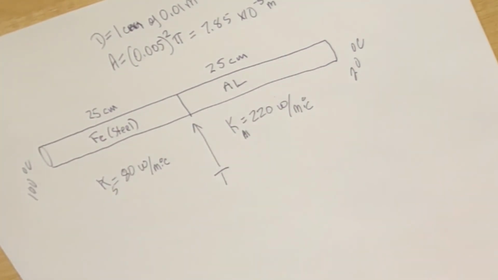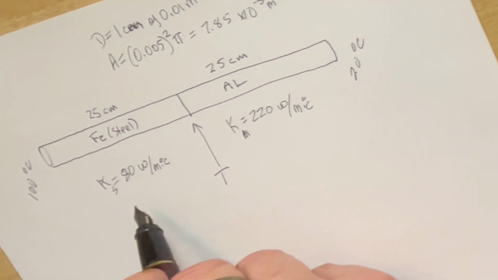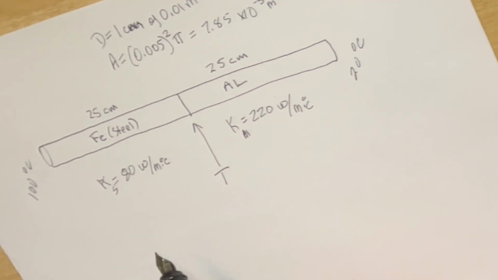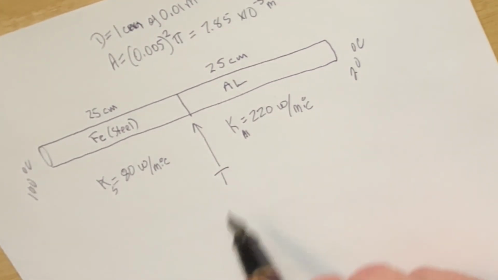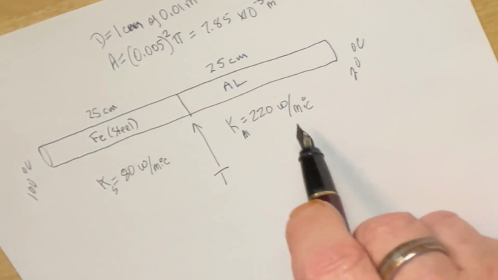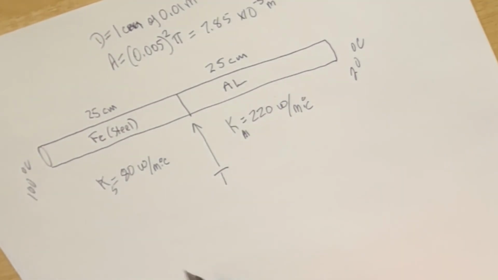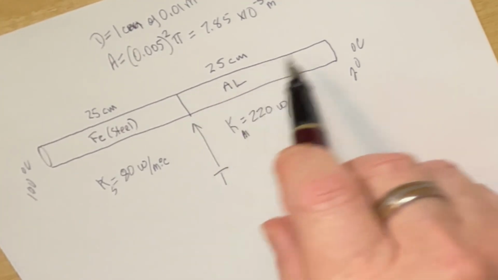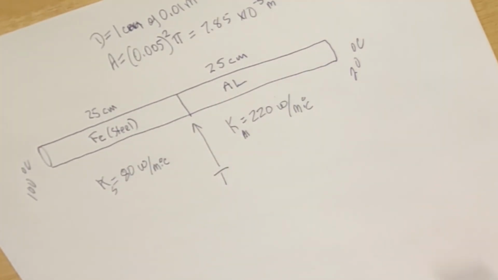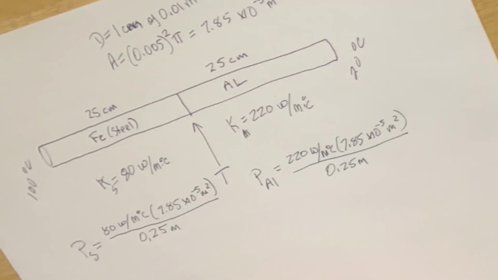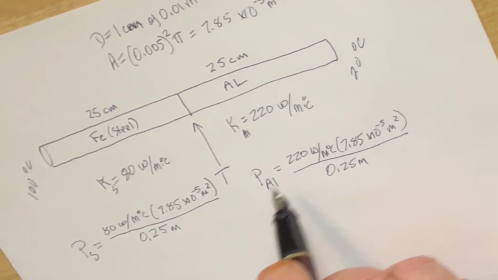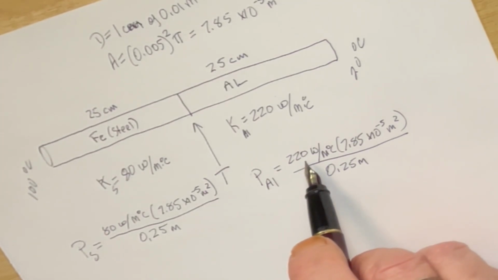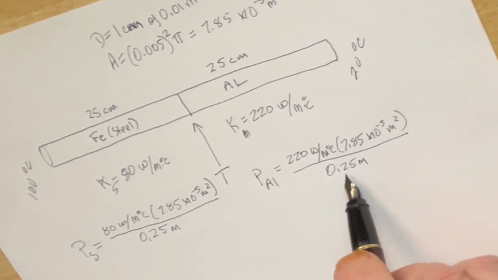So let's go ahead and see what we have. The K of steel is 80 watts per meter per degree Celsius, and the K of aluminum is 220 watts per meter degree Celsius. What else do we need? We need the distance. So it's 25 centimeters for each rod. So let's set up our basic equation. The transmission for steel is 80 watts times the cross section over the length. And the transmission for aluminum is 220 watts times the cross section over the length.